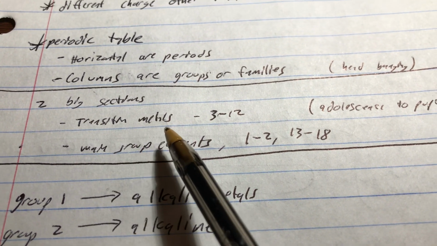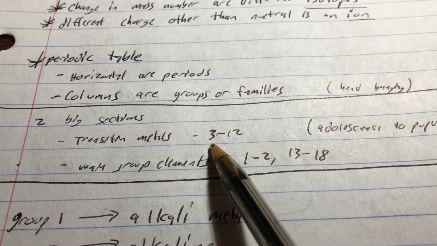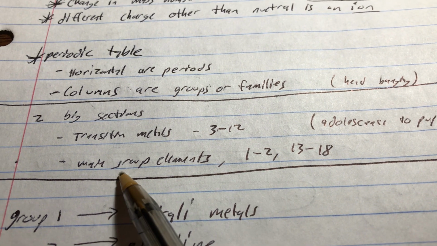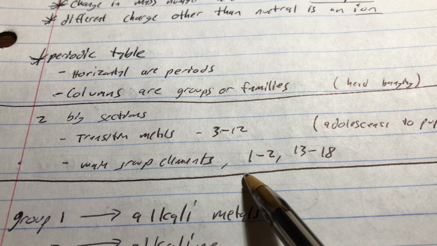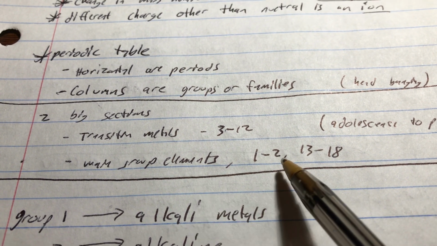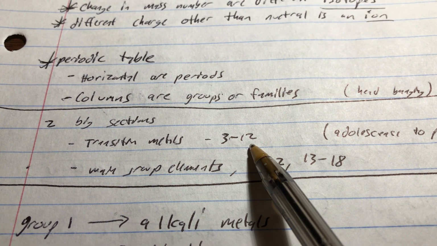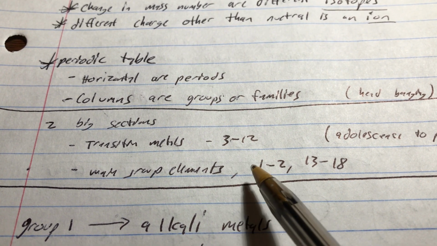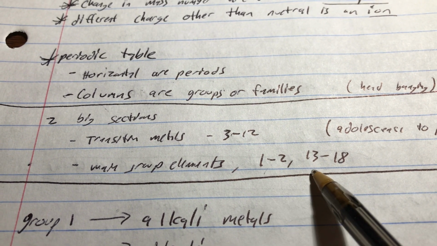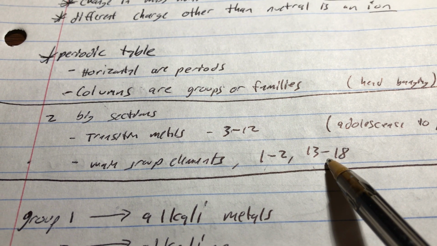The two big sections on the periodic table are the transition metals, and just think you're going from adolescence to almost puberty, and then the main group of elements is your main adolescence and your main section of puberty. Those are the ages. So you go from age 3 to 12, you're transitioning from adolescence to puberty, and then in adolescence from 1 to 2, you are in adolescence, and 13 to 18, you are going through puberty.